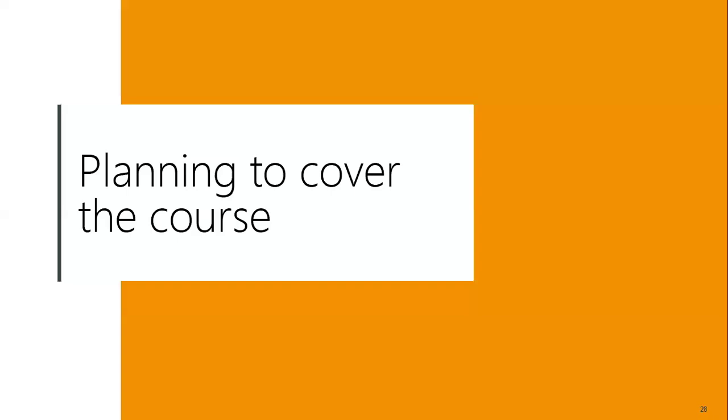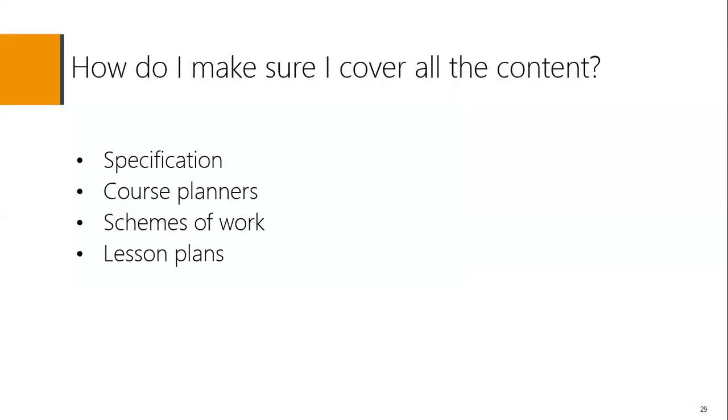As well as the specification, Pearson also produced resources such as the year planner, which help to give you an overview of how the course will be organised. So you need to think about what sort of things you would include in your course planner. To make sure you cover all the content, you've got the specification, you've got the course planner. From the course planner, you've got schemes of work, and then from the schemes of work, you have got your lesson plans.